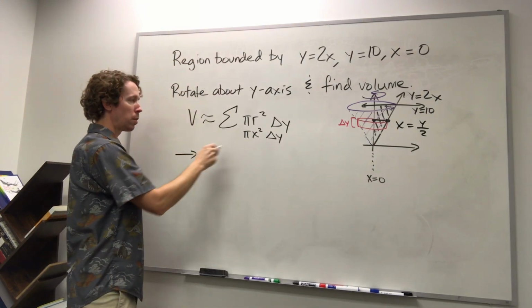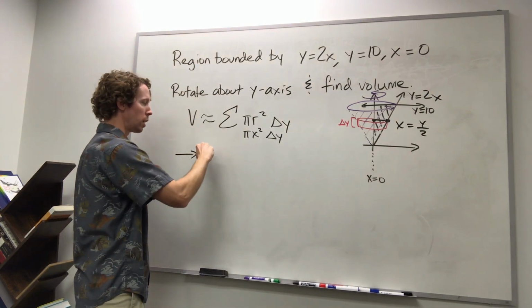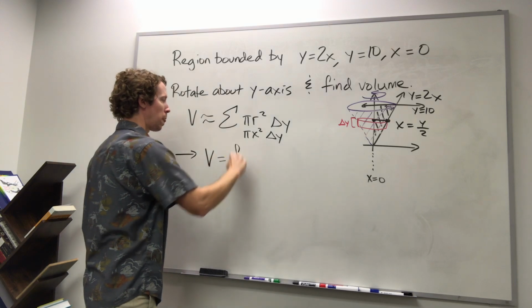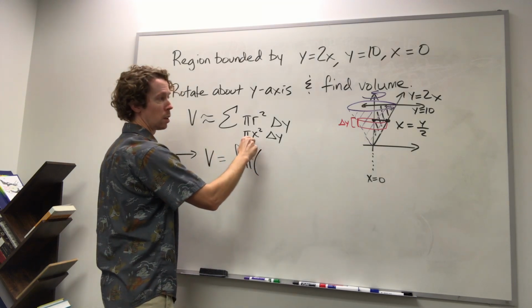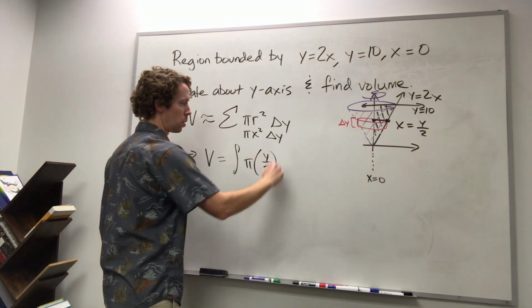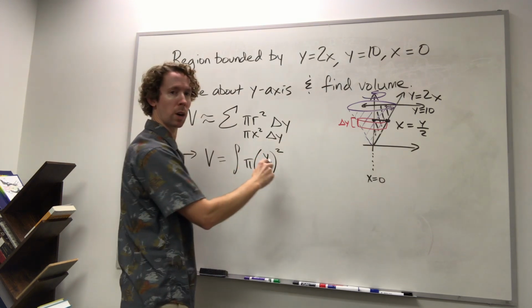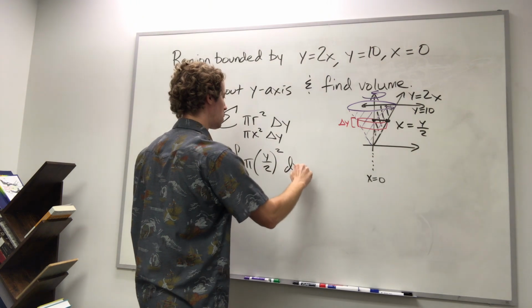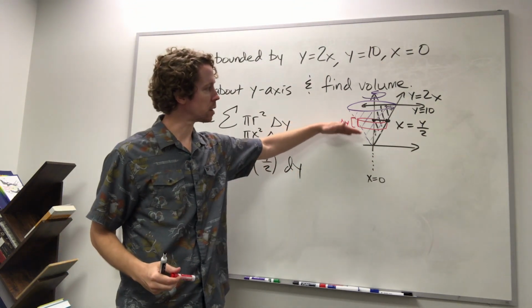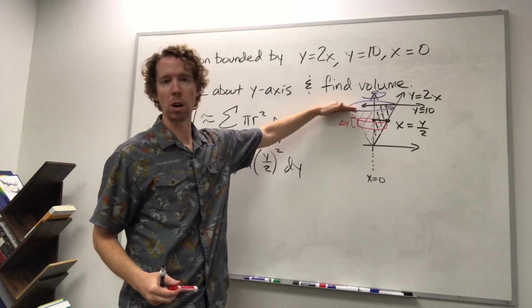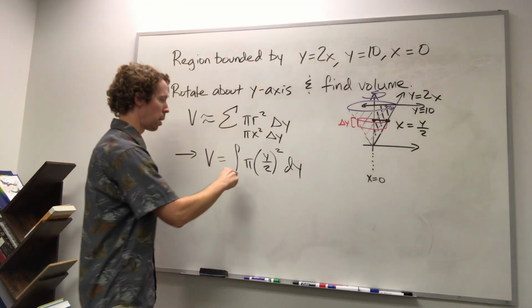So when I take the limit as delta y goes to 0 to get the exact volume, I get the integral of pi times (y over 2) squared, and then delta y turns into dy. And I need these slabs, these disks, to go from y equals 0 all the way up to y equals 10. So those are my bounds.